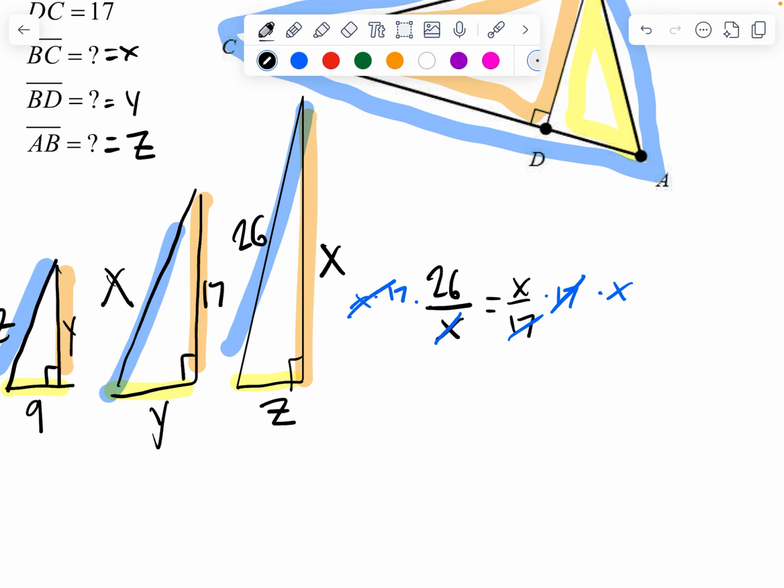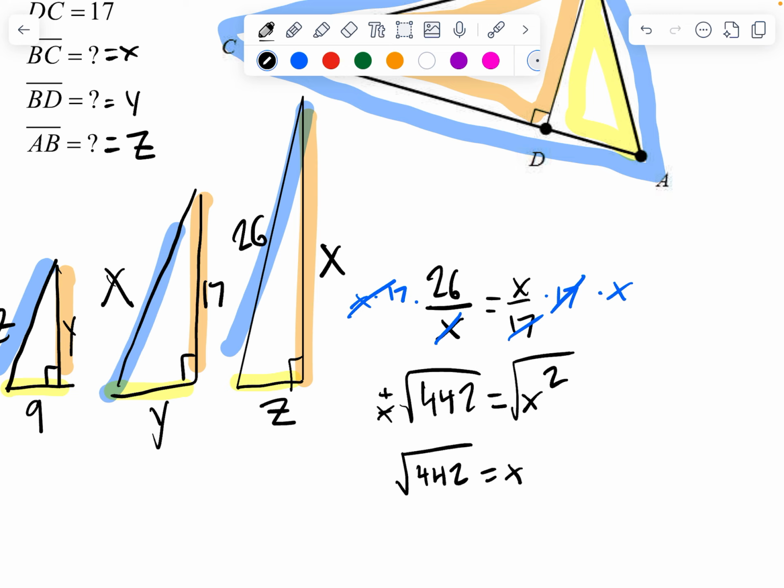So we have 17 times 26, I'll do that in the calculator in front of me, 442, equals X times X, which is X squared, right? And then from there, all that matters is that we just take that square root, right? Technically, you have a plus and minus, right? But you're not going to be able to use the minus because you're talking about lengths. So square root of 442 equals X.